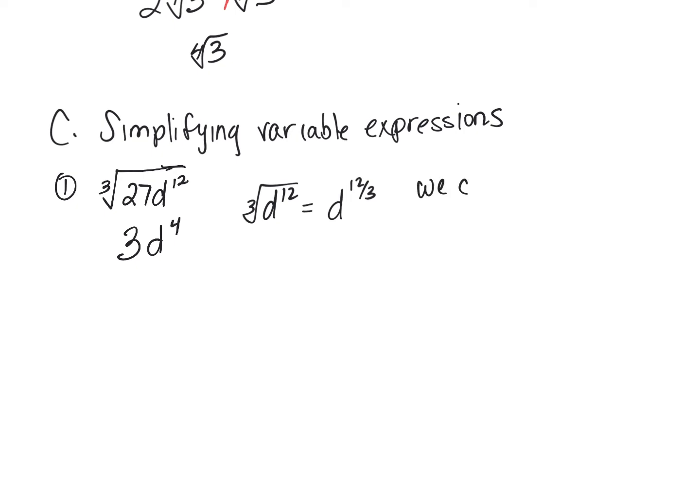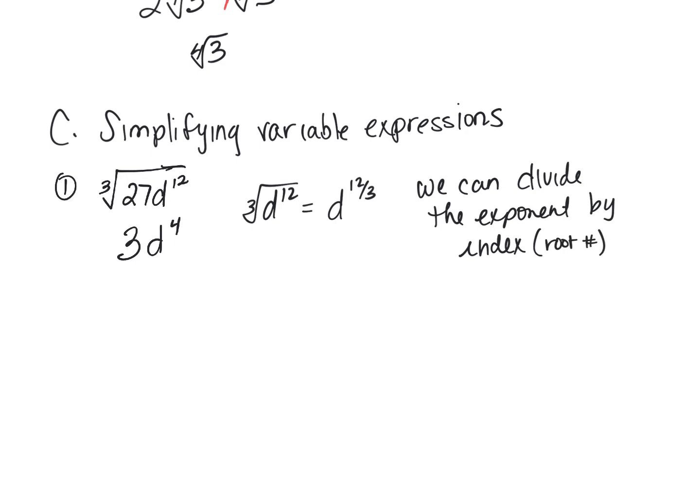Okay, so we can divide the exponent by the index, or the root number. Okay. So how about that? The 5th root of 243x to the 20th. The 5th root of 243 is 3, right? And I can divide my power 20 by my root 5, and what do I get? x to the 4th.